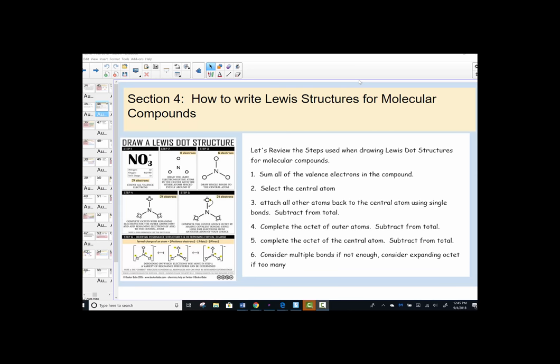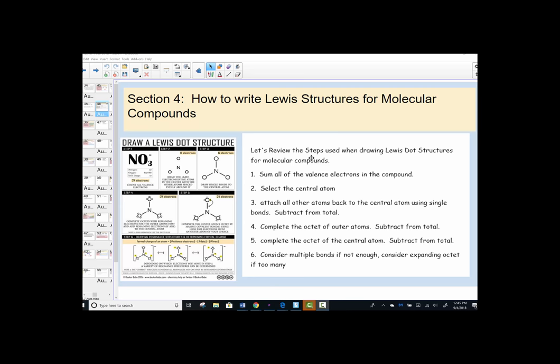Well, friends, this is Mrs. Hanson in organic chemistry class, picking up with our lessons from section 4 in chapter 1, how to write Lewis structures for molecular compounds. And I'm talking in my home office instead of in front of students due to our Hurricane Gordon warning. So I hope you find this valuable.